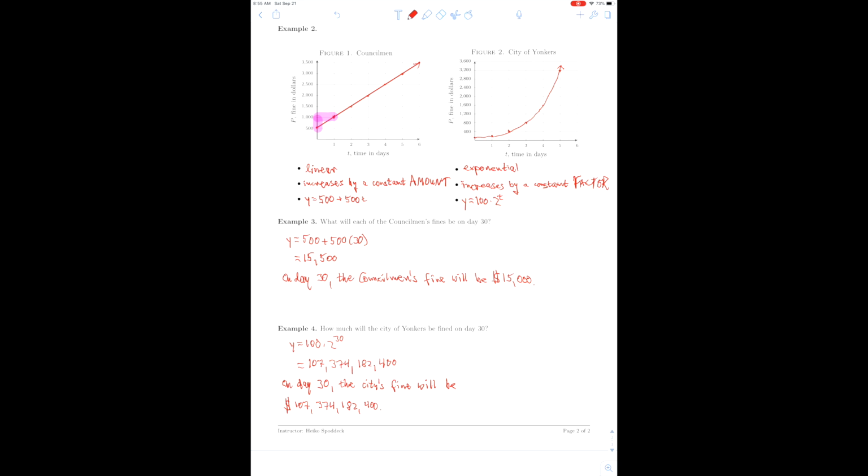So that is the power of exponential functions, that they increase incredibly fast. They start slower, as you see on the graph up there, but once they get going, they increase very, very fast.